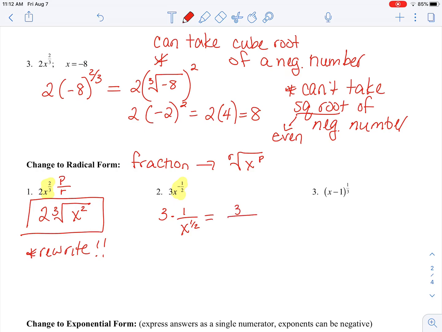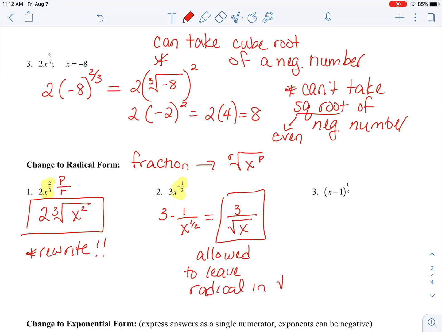So this is really 3 over the 1/2 power, which is just the square root of x. Okay. And we are allowed, I know you were told in the past, but sometimes we're allowed to leave the radical in the denominator. That's a hard one for kids in this course because you're always told not to leave it. It's okay. Now I have x minus 1 raised to the 1/3 power.